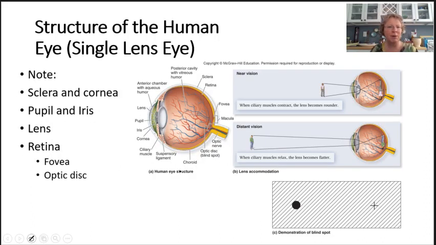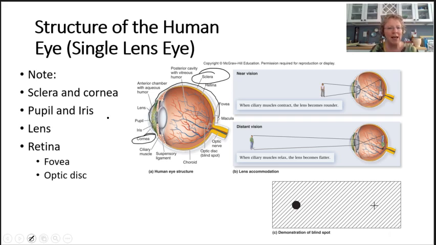Humans and other vertebrates, as well as invertebrates like some of the mollusks, octopods and squid, have a single lens eye. So we're going to take a moment to look at this diagram and note the structure. I want you to note this outer membrane. This is called the sclera. This is what we call the whites of your eye. At the front of the eye, the sclera becomes clear, and now we call it the cornea.